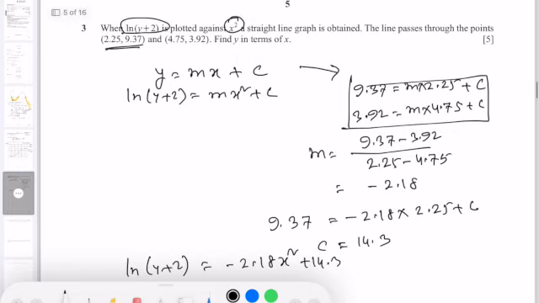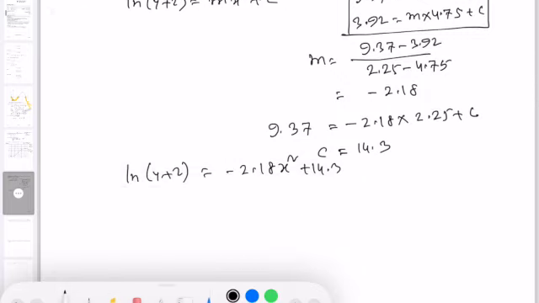Since in the question it is given to find y in terms of x, now we can make y plus 2 the subject. Then since it is ln, it can be e to the power minus 2.18 x square plus 14.3. So if 2 goes to the other side, it will be y equals to e to the power minus 2.18 x square plus 14.3 minus 2. That's done. So this is the final answer.